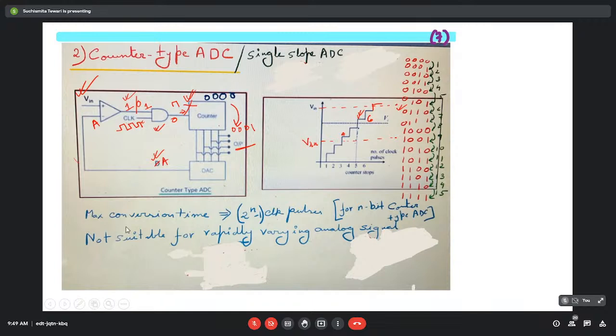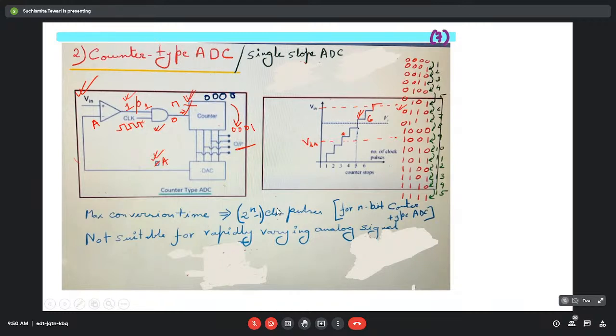So the maximum conversion time will be something like 2 to the power n minus 1. Here the total number of bits of this counter is 4, so 2 to the power 4 minus 1 would be 15. So it might be less than 2 to the power n minus 1, but it can be equal to 2 to the power n minus 1. The maximum conversion time can be this many clock pulses, and that is certainly a lot of clock pulses compared to the previous one.